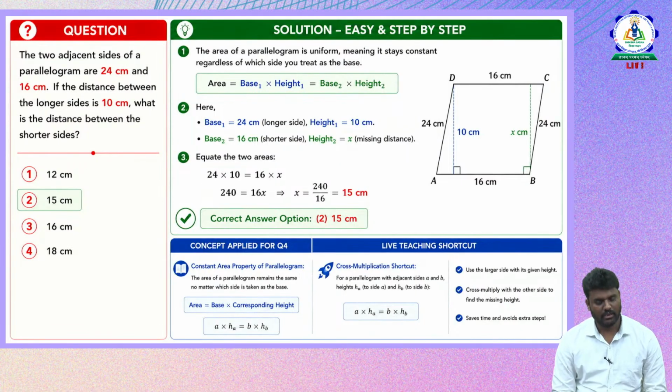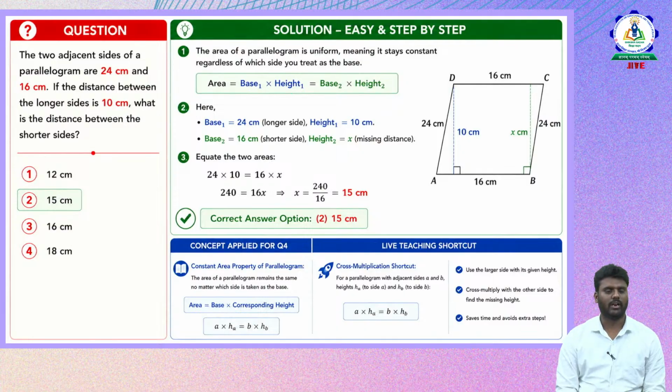Now the next question is, the two adjacent sides of a parallelogram are 24 centimeters and 16 centimeters. If the distance between the longer side is 10 centimeters, what is the distance between the shorter side? Okay, a parallelogram they have given here. Two adjacent sides are given, 24 centimeters and 16 centimeters. The options are: option 1 is 12 centimeters, option 2 is 15 centimeters, option 3 is 16 centimeters, option 4 is 18 centimeters. Now try to identify.